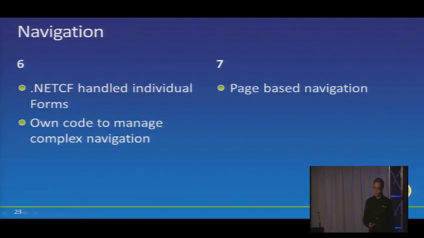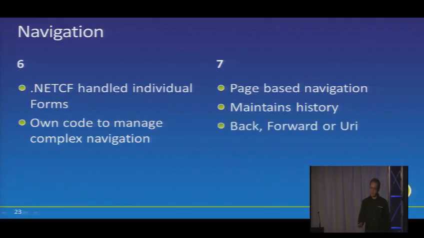The model in Silverlight is completely different. It's much more like the web. Every time you go from one page to another, it's a navigation based on a particular URI. The runtime maintains the history for you, so at any point in time you can see if you can go back or forwards, and you can navigate back, forwards, or to a URI, which will basically be your XAML file, and optionally you can pass parameters as well at the end of that.